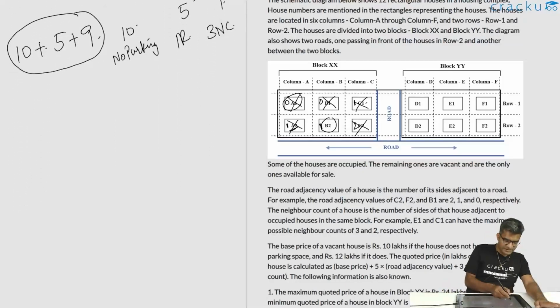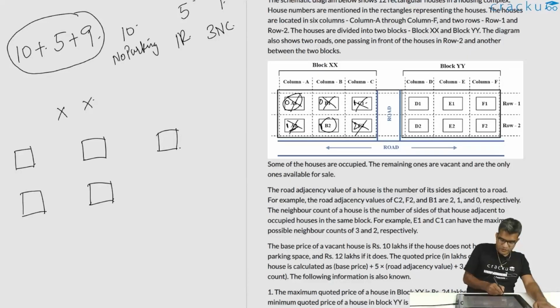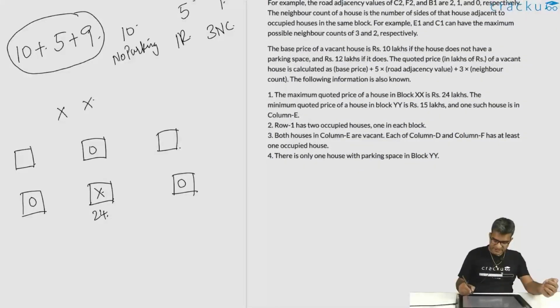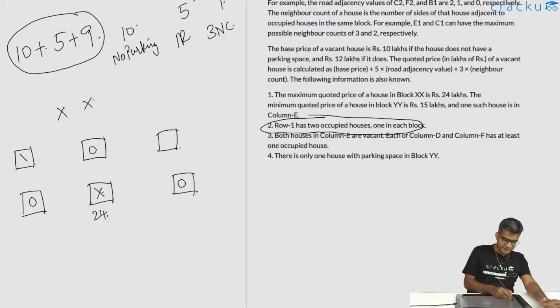So let us write XX over here. This is XX. This is A1. This is B1. This is C1. This is A2. This is B2 and this is C2. We are saying that this has to be empty and this will be worth 24 lakhs. This is occupied, this is occupied, this is occupied, because we need 3 neighbors for this house. Now what about A1 and B1? What we are told over here is that row 1 has 2 occupied houses, 1 in each block. We know that B2 is occupied. So this has to be empty and this has to be empty. So we have filled which house is empty, which house is not empty in XX. Let us do the same for YY.